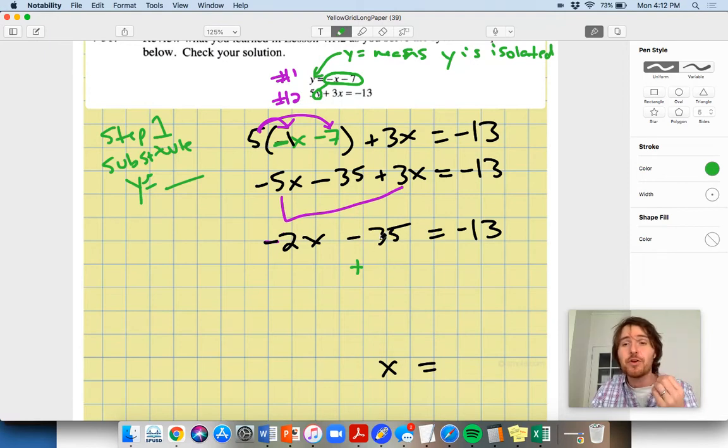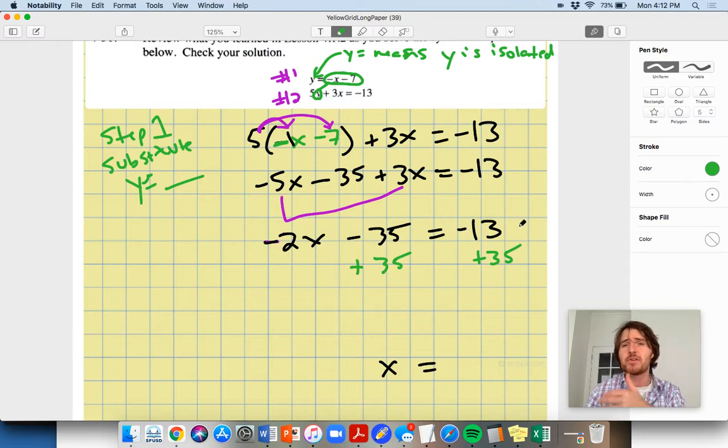And if I have negative 35, what gets rid of negative 35? Well, I would add 35 to it. So 0 is here on the number line. Negative 35 is right here. If I add 35 to it, where am I? I'm at 0 on the number line. So I'm going to add 35 over here.